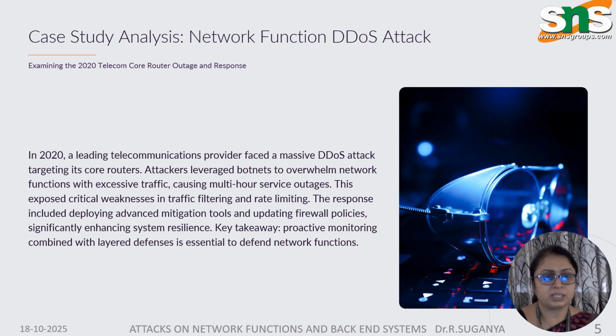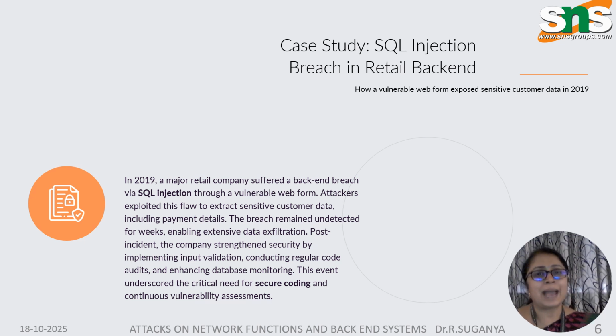Proactive monitoring combined with layered defense is essential to defend network functions. Another case study, on a backend system, is the SQL injection breach in a retail backend. In 2019, a major retail company suffered a backend breach through SQL injection via a vulnerable web form. Attackers exploited this flaw to extract sensitive customer data, including payment details. The breach remained undetected for weeks, enabling extensive data exfiltration. Post-incident, the company strengthened security by implementing input validation. This underscored the critical need for secure coding and continuous vulnerability assessments.